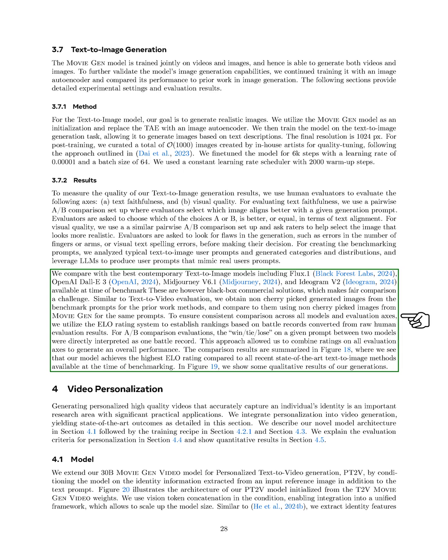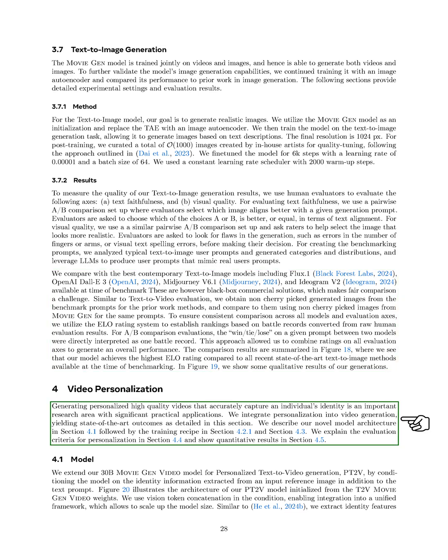To ensure a consistent comparison across all models and evaluation criteria, we applied the ELO rating system to rank the models based on battle records derived from raw human evaluations. In our A-B comparisons, the outcomes of win, tie, lose between two models for a given prompt were treated as individual battle records. This method allowed us to combine ratings across all evaluation axes to produce an overall performance score. The results are summarized in a ranking chart, where we observe that our model achieves the highest ELO rating compared to all recent state-of-the-art text-to-image methods at the time of benchmarking. We also present some qualitative results of our generations.